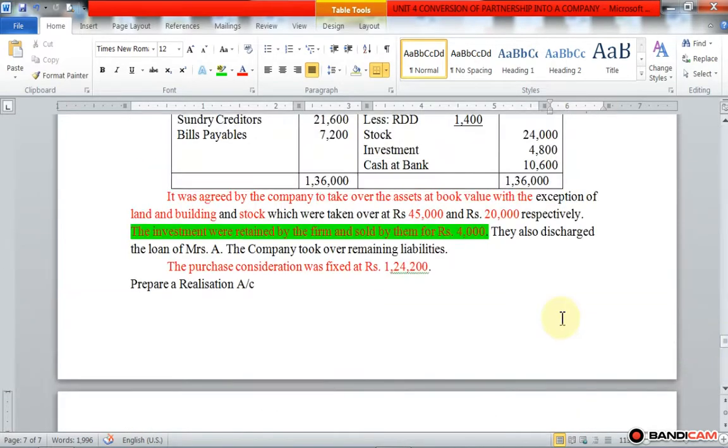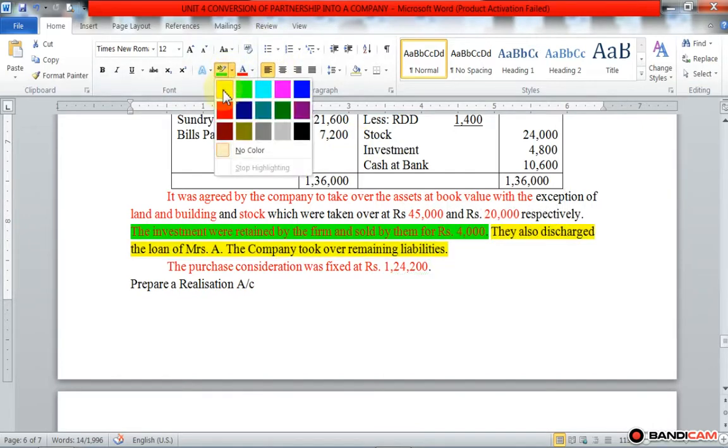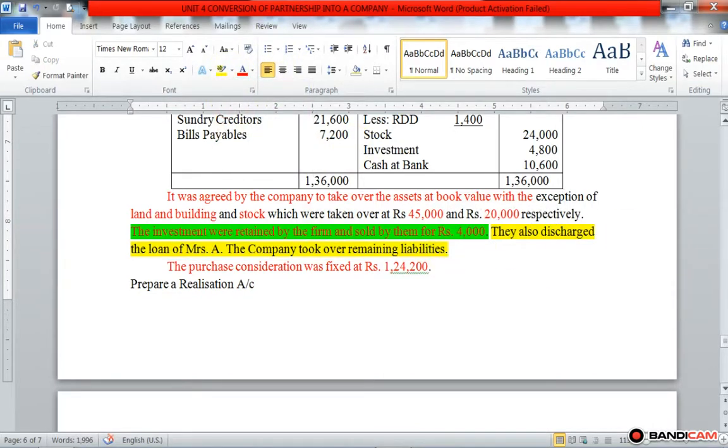Next one is the purchase consideration. So the entry will be for purchase consideration, but before we record the purchase consideration on the realization account, additional information is given, that is the loan of Mrs. A is repaid and the remaining liabilities are taken over by the company.